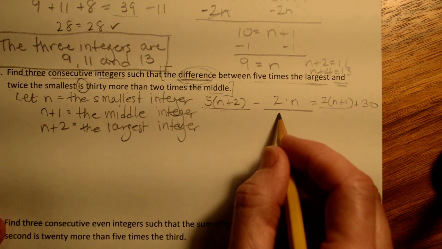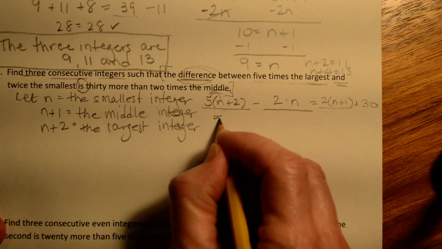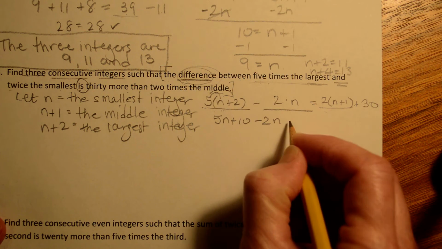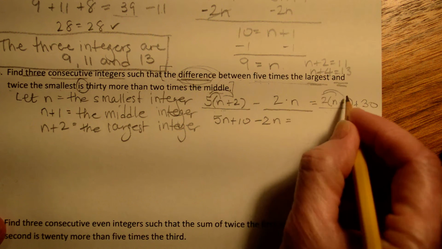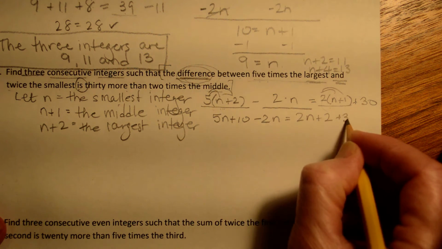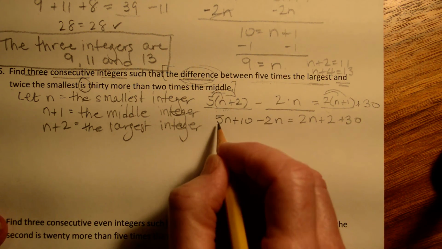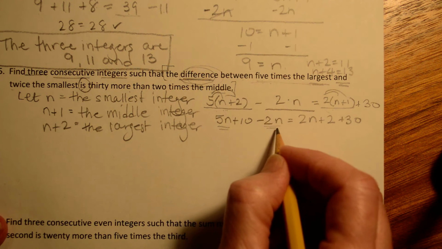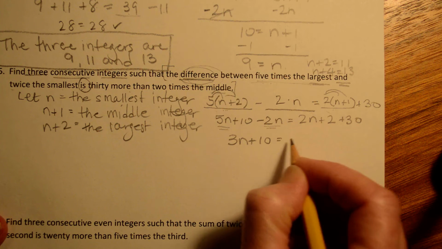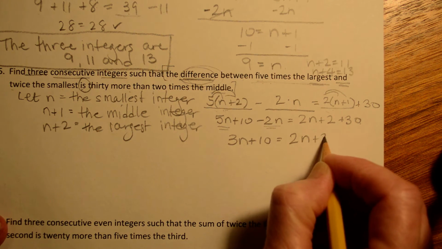Okay, so let's go through and distribute where it's required. So here we're going to distribute that 5 through. This becomes 5n plus 10 minus 2n equals, we'll distribute here, so that's 2n plus 2 plus 30. Okay, then let's go through and combine like terms. So on this side, we've got the 5n minus the 2n, which is 3n plus 10. And on the right side, we've got the 2 and the 30. So this becomes 2n plus 32.